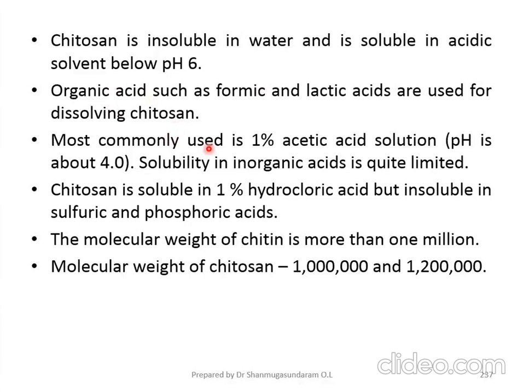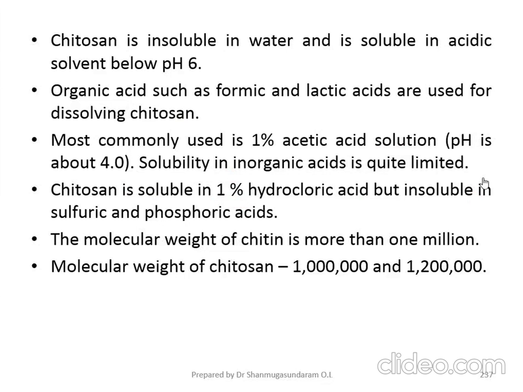So most commonly used is 1% acetic acid. So 1% acetic acid is commonly used for the dissolution of chitosan. Okay, so 1% acetic acid is commonly used for dissolution of chitosan polymer. Okay, so chitosan is soluble even in 1% hydrochloric acid.